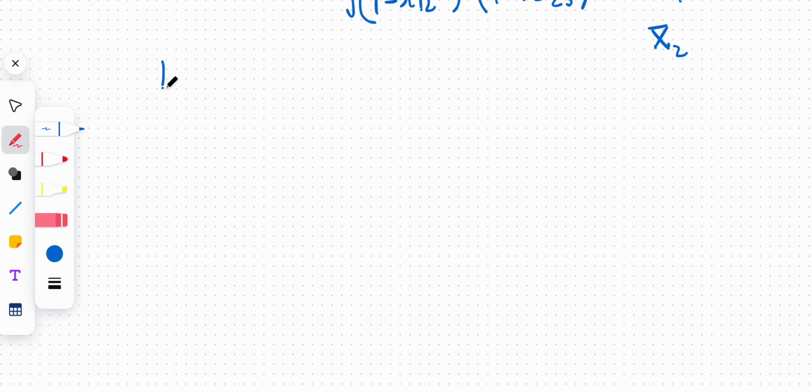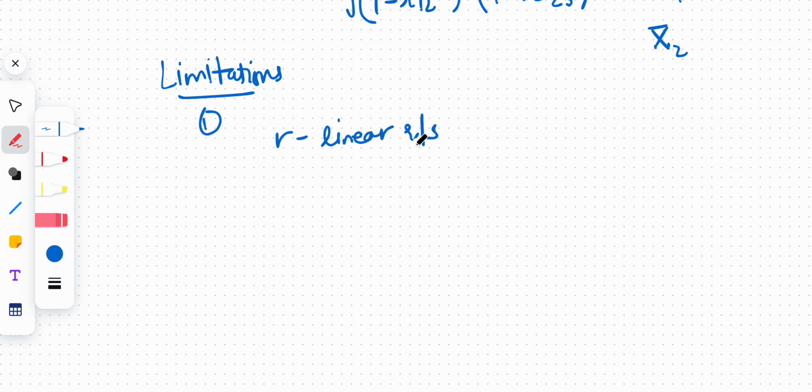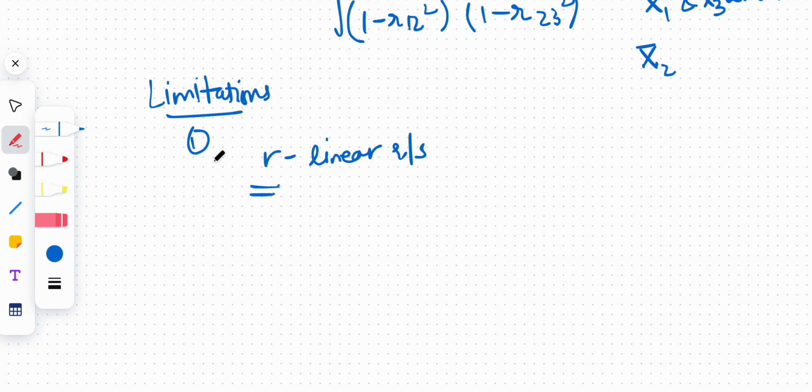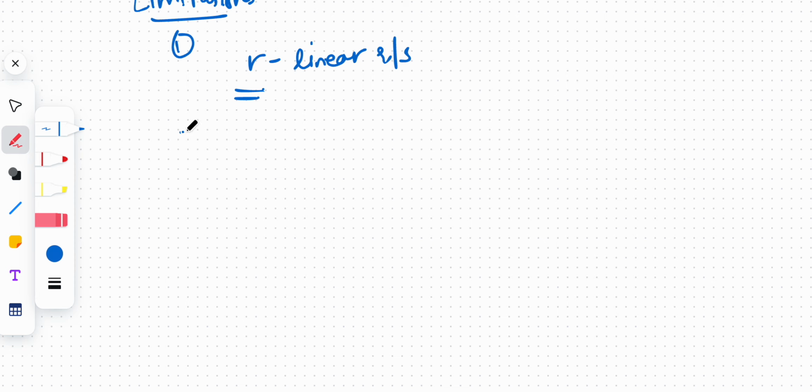Now there are certain limitations of R also. What are the limitations? Number one, R is only for linear relationships, it wouldn't work for a multi-collinear relationship. So at any given point in time, here also I am trying to find only the relationship between 1 and 3. I'm never trying to find a relationship between more. Second limitation would be R is correlation, not causation.